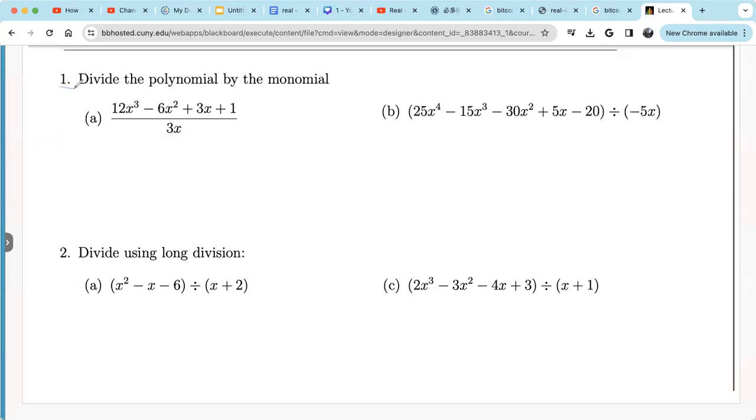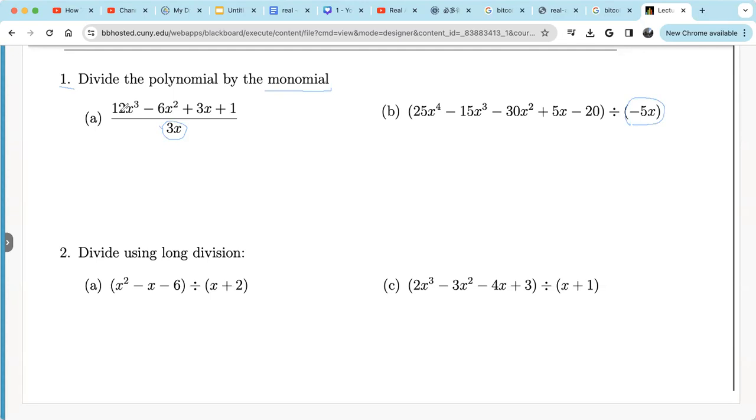So the first one, we want to divide a polynomial by a monomial. Monomial means one term. You see the divisor is one term. Even though we see 3 and we see x, because it's multiplication, multiplication is like a glue that holds the different things together as one term. So this is also a monomial, meaning one term. The numerator will have 4 terms, so the quotient should be 4 terms.